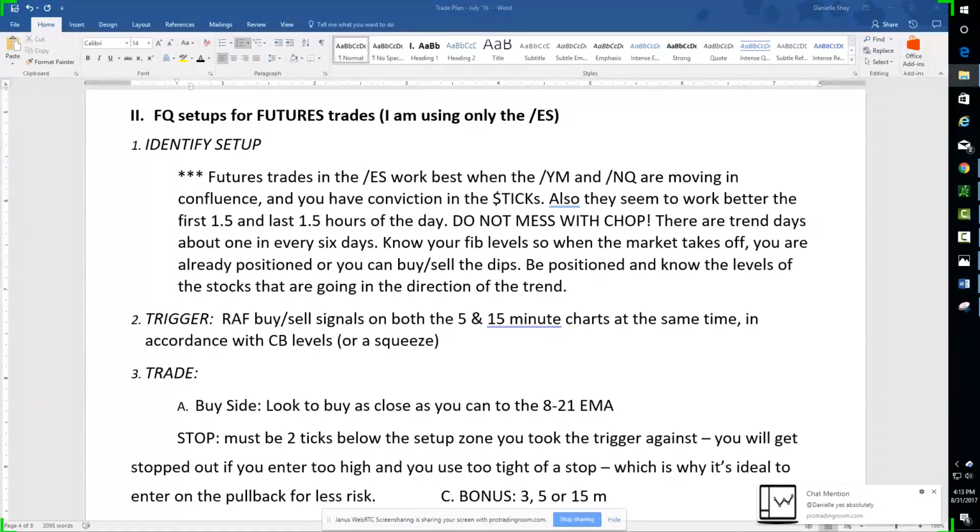All right, let me see if I can find an ES chart for you guys. I haven't been trading the ES as much lately, just because I have been crazy busy, and this looks like a good one. All right, here's a good one I can add for you. Let's see.